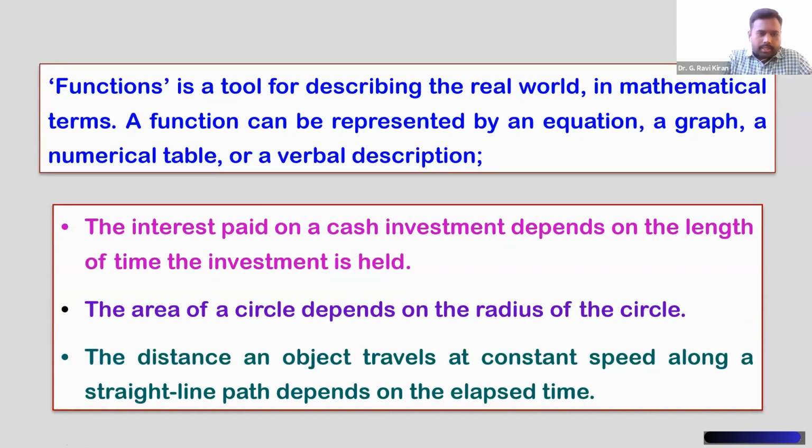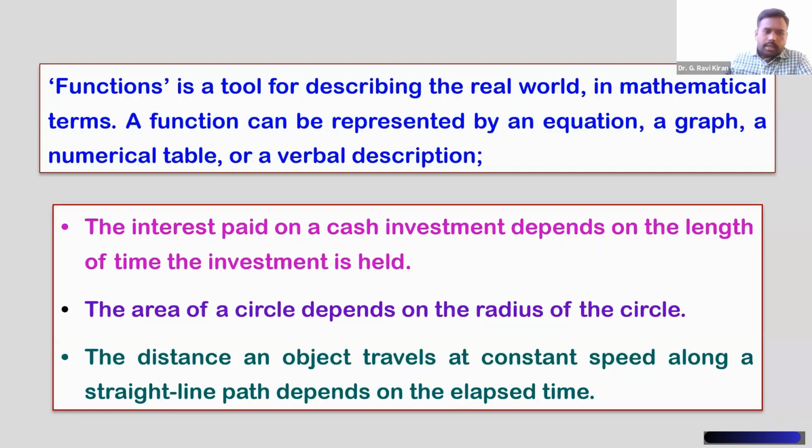If you take an example of interest paid on cash, there are two different situations, in fact two different quantities. One quantity is interest paid on cash, and that depends on the time of investment. Depending on how long you are taking the money, your interest will increase. So interest depends on the time, and can be represented as a function of time. That's how you can interpret the first example.